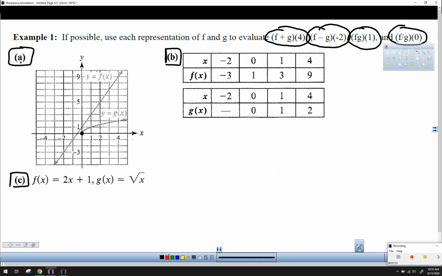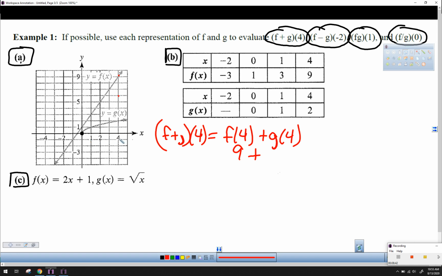All right, so let's start off with f plus g of 4, which we know means to simply find f of 4 plus g of 4. Well, let's first look at it with the graphical representation. Keep in mind that f of x is the graph of the line, and g of x is the graph of this radical function. So f at 4, where's the value of f? 1, 2, 3, 4, 5, 6, 7, 8, 9. On the function g, where's the value at 4? 1, 2. So that should give me an answer of 11.